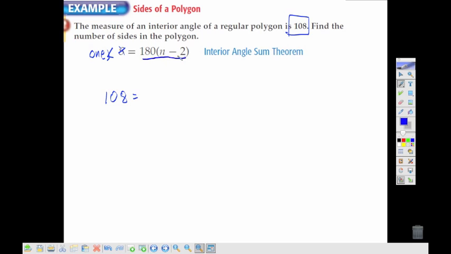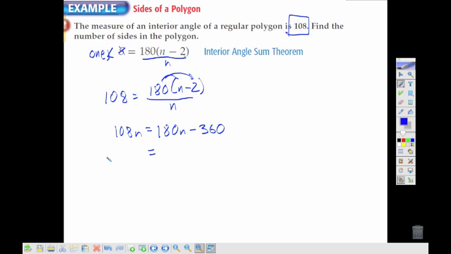And so we're going to divide it by the number of sides. We don't know how many sides, so we're going to keep that as n. And then we can solve this as an equation, multiply both sides by n. We can move this over here. That gives me a negative 72n equals negative 360. And then dividing, we get 5. That tells us that this shape would have 5 sides. If it's a regular figure, then we have a regular pentagon.